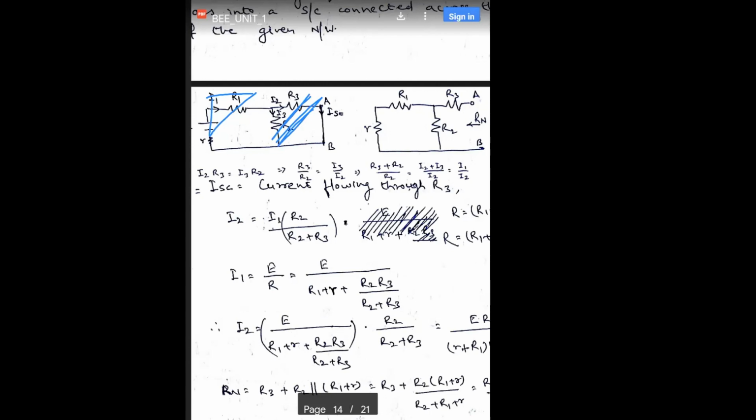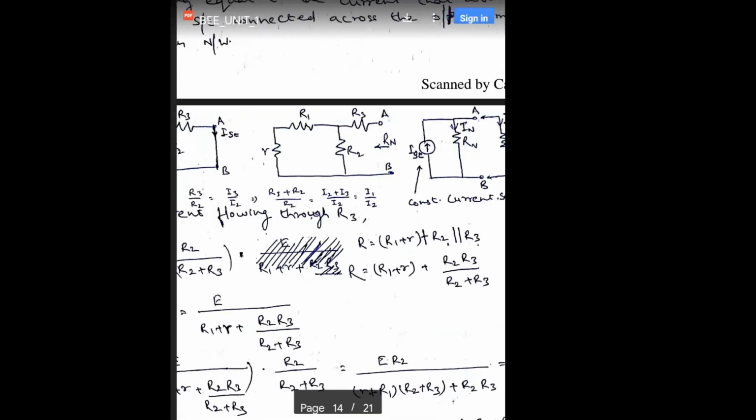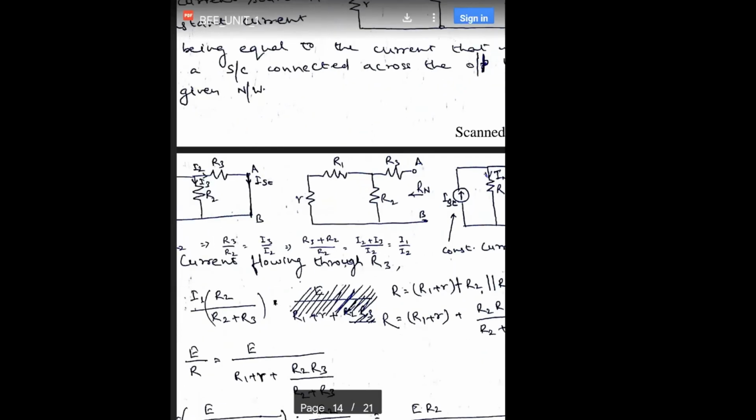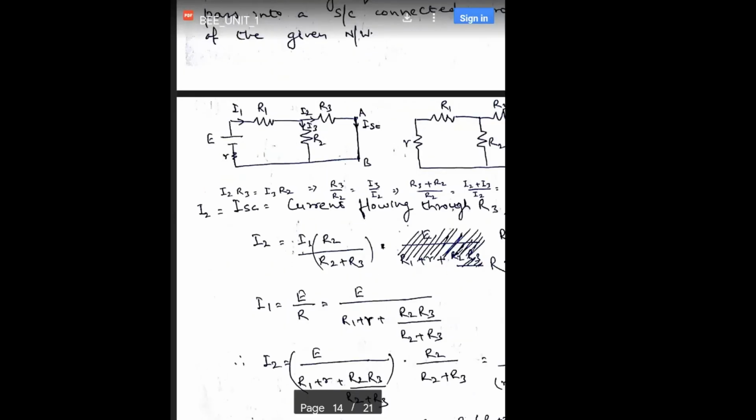Okay. So the same thing we have done here, as I have shown. This R1 plus R is in series with the parallel combination of R2 and R3. So now we have the effective resistance. The EMF source is known to us, so the I1 current is also known to us. Now it is just an Ohm's law type of situation. V is equal to IR. EMF is known to us, the effective resistance of the whole circuit is known to us, so we can calculate the current.